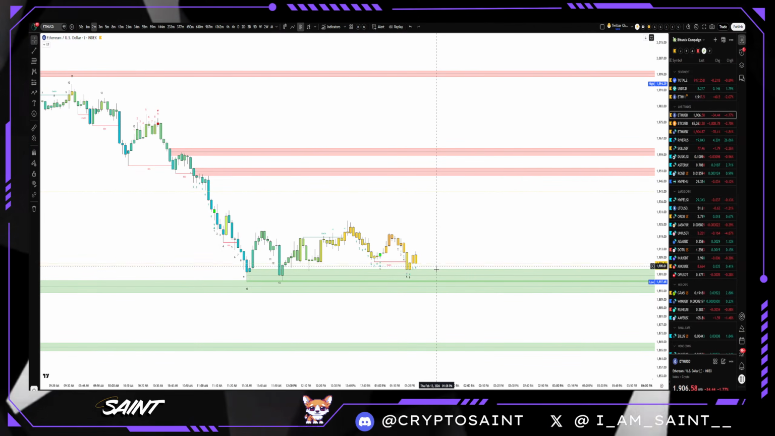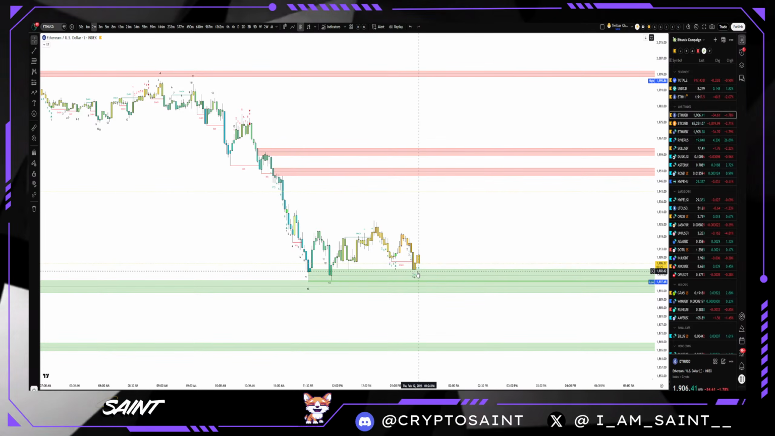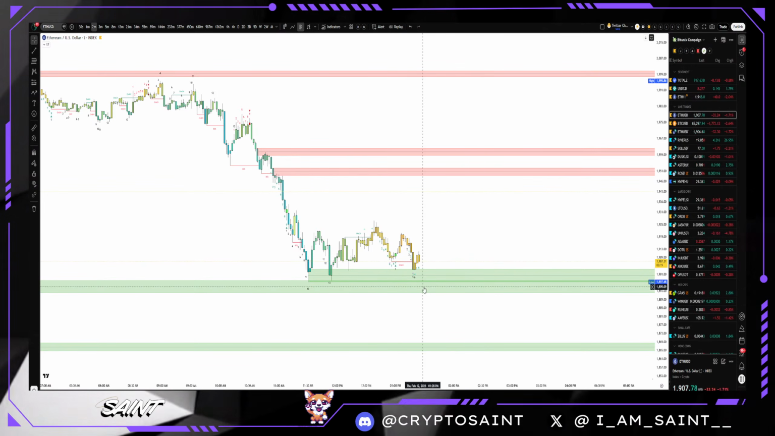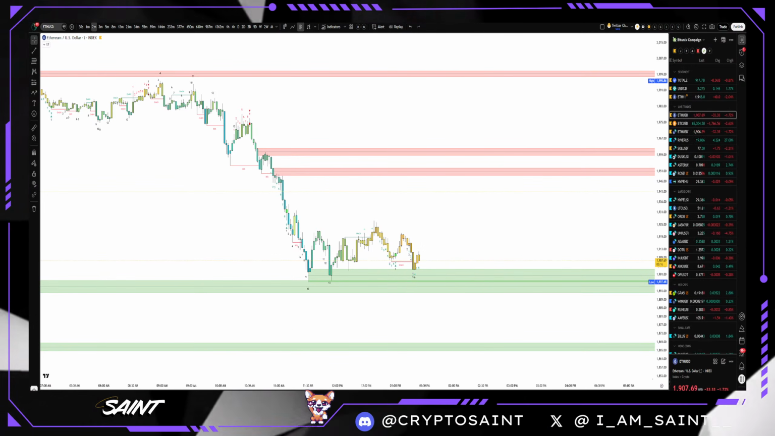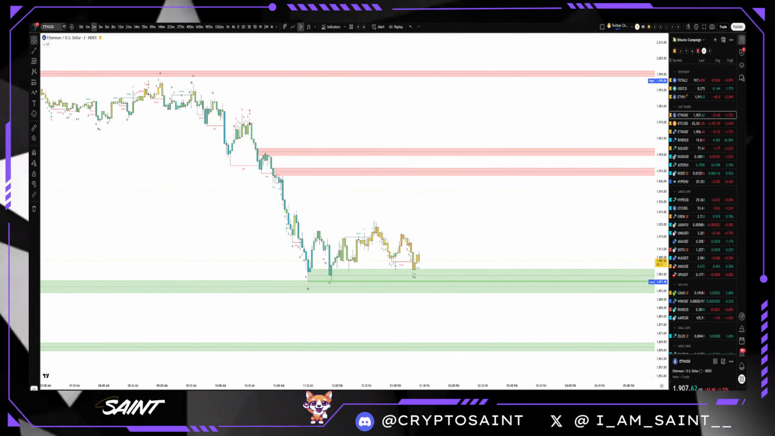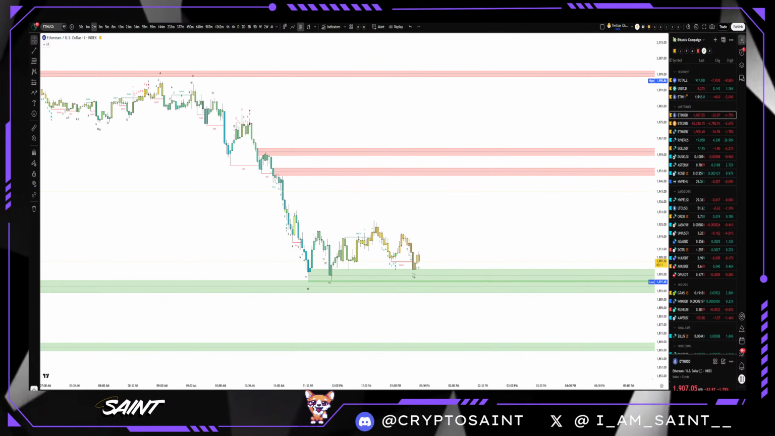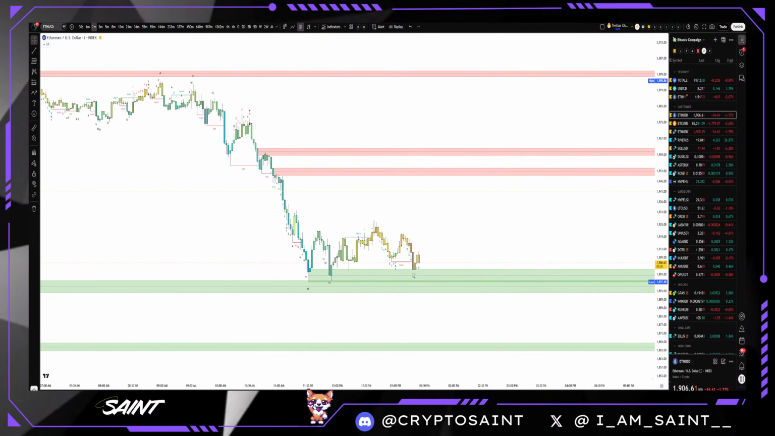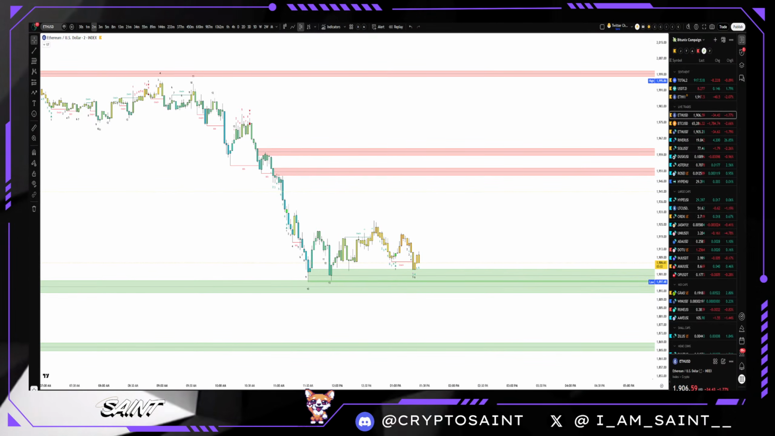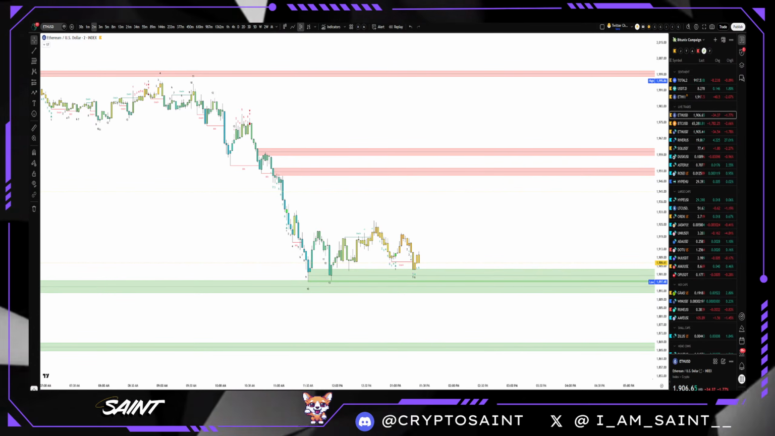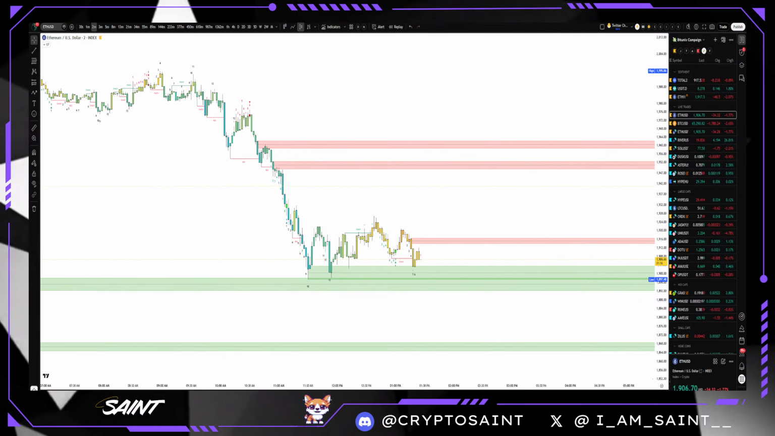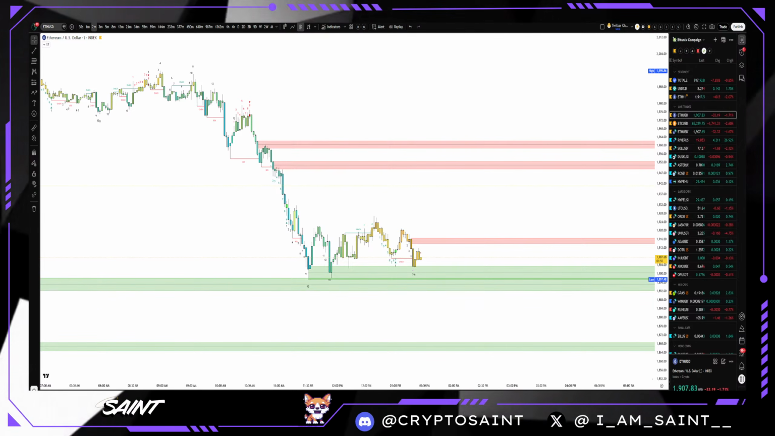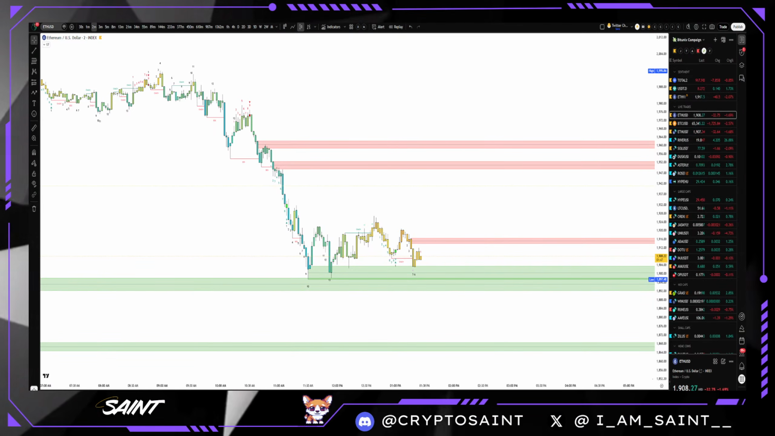That looked like the pullback above for the change of character. It's probably going to give us a break of structure. 1895, that's right over here. Yeah, bulls are trying to defend that area. Buyers are trying to defend the 1900 block. They failed to defend the 2000 block.